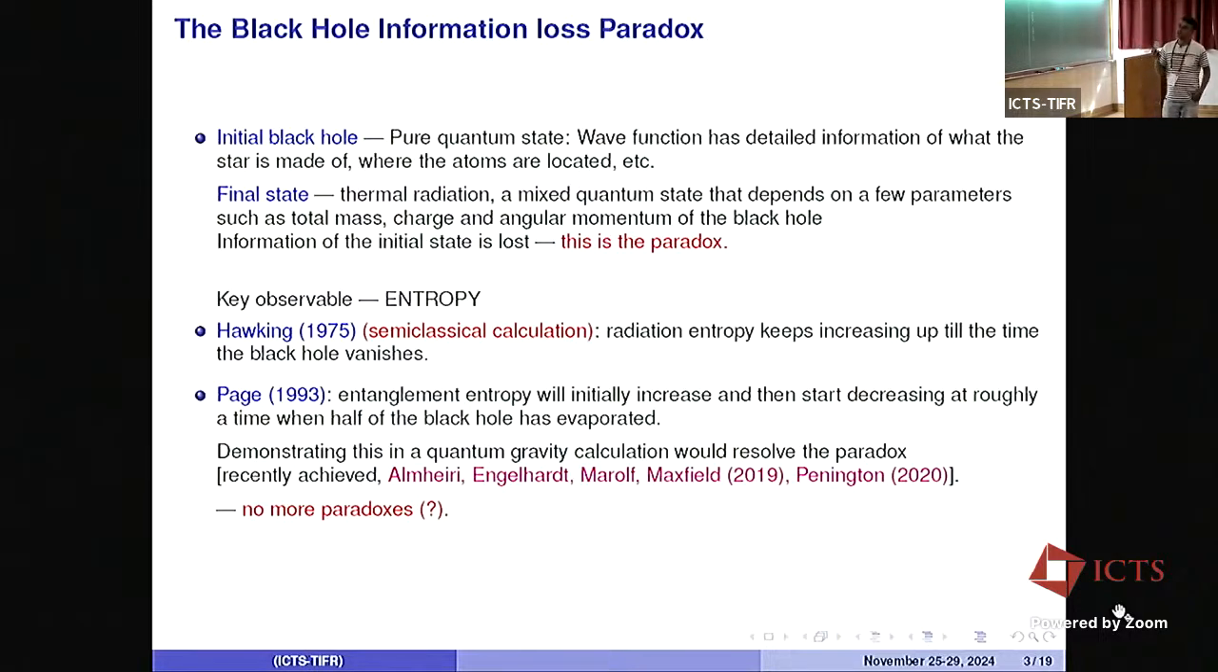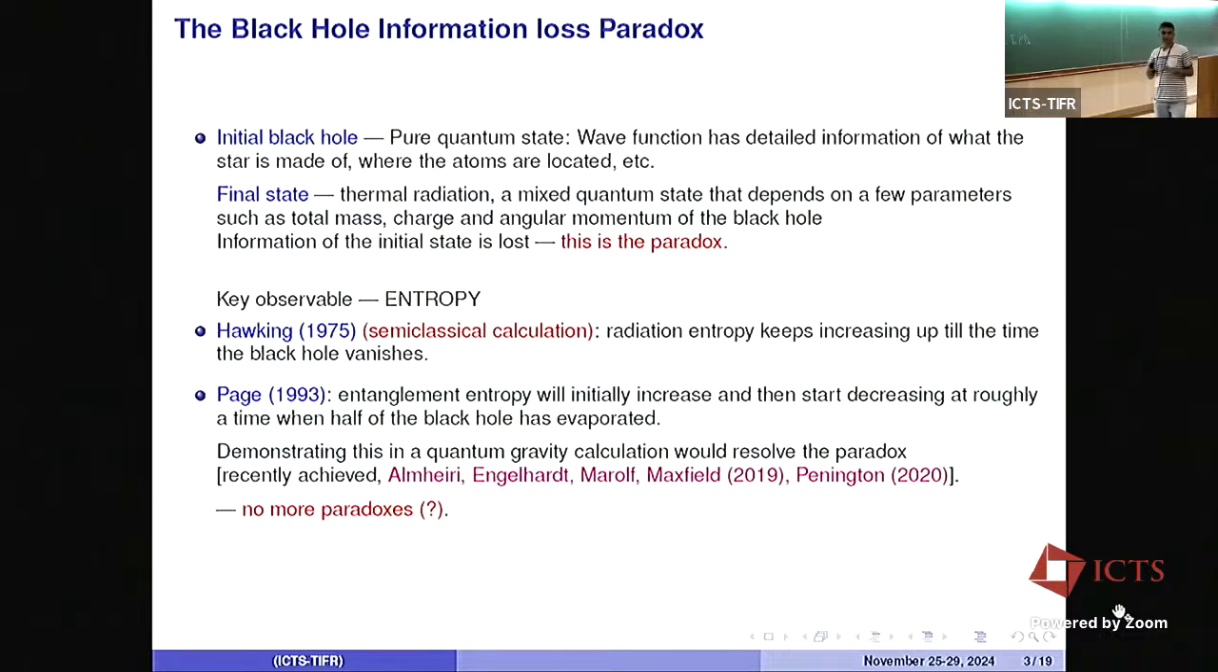Another very important result was due to Page, who did a very simple calculation. He just took a collection of qubits, which is in a completely random state, and computed the entanglement between two halves of this system. It's a maximally entangled state. And what you can show is that if you look at the entanglement entropy of one subpart, then it keeps increasing till you reach about half the system, and then it has to go down.